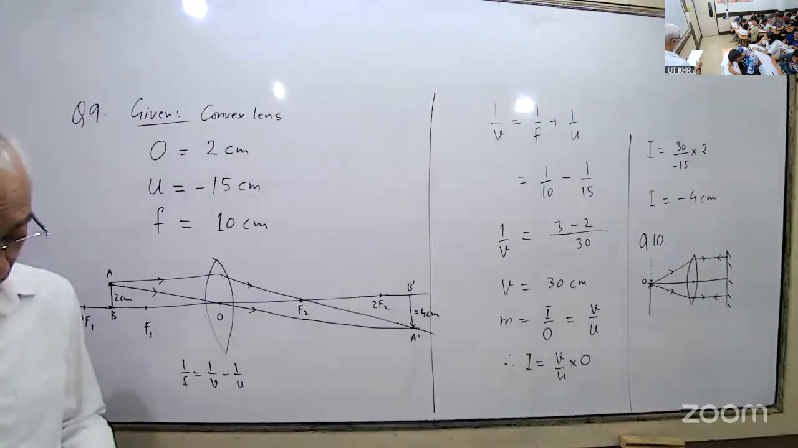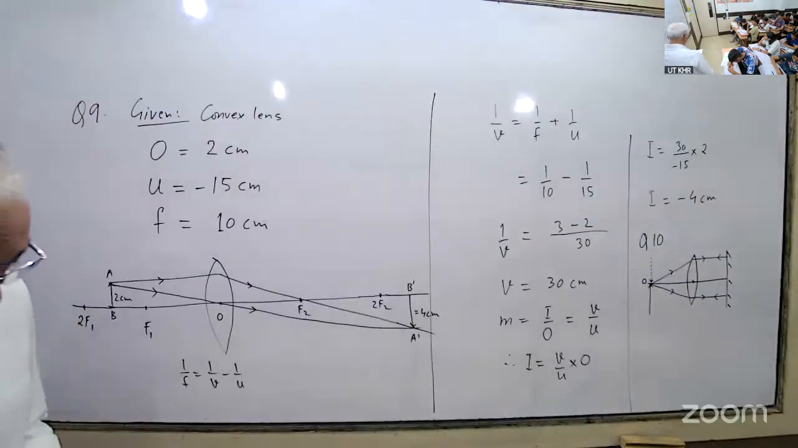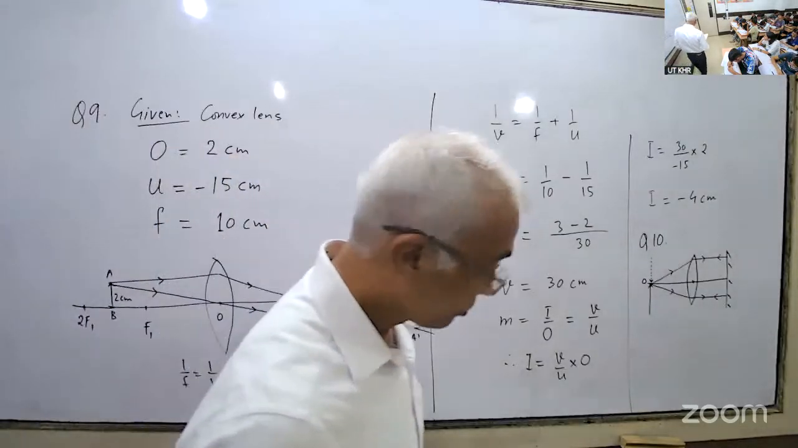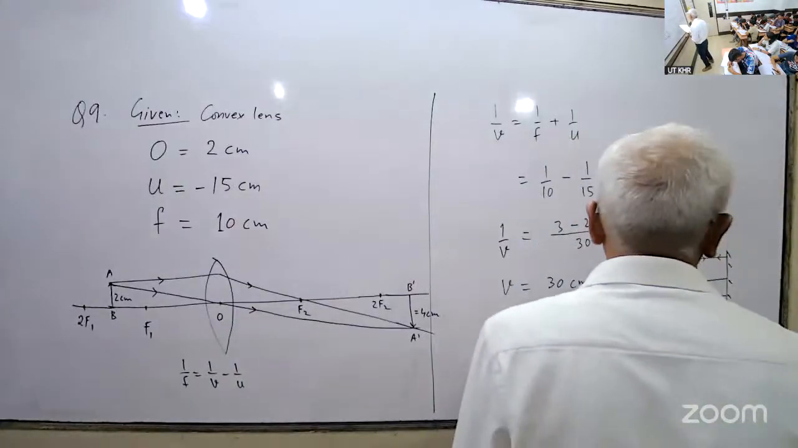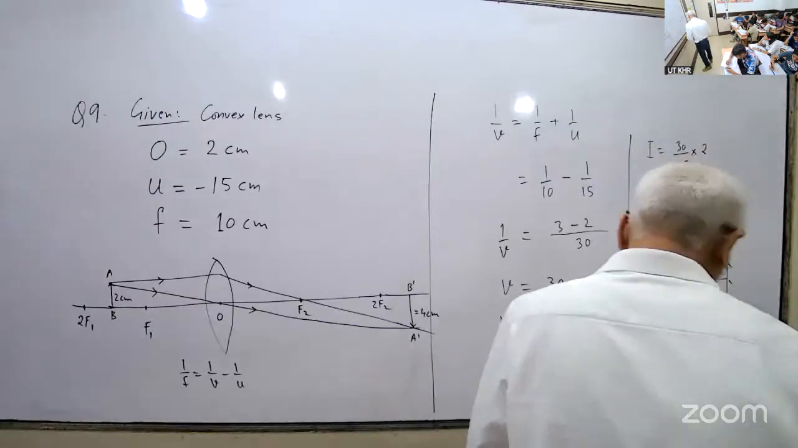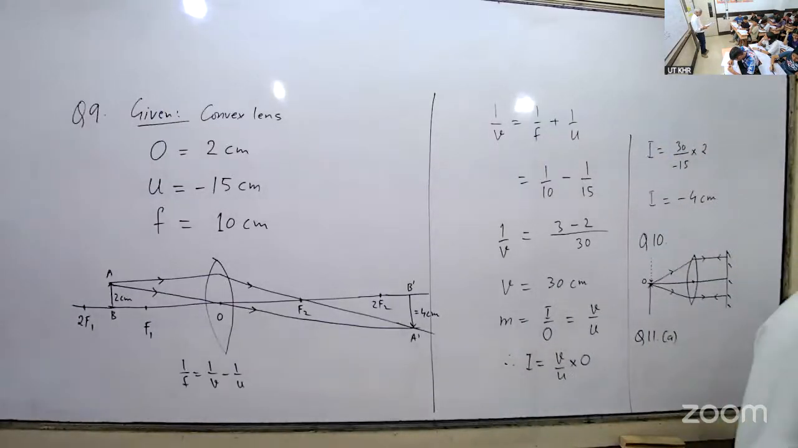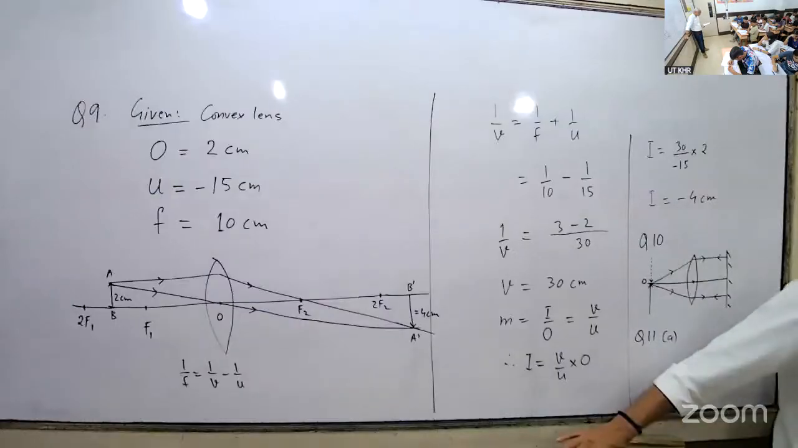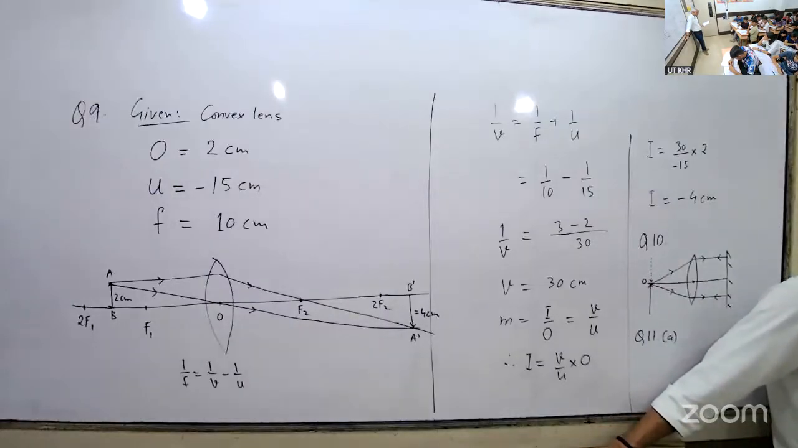Okay, next is where must an object be placed? Question 11. Where must an object be placed in front of a convex lens so that the image forms at infinity? Question 11, A part.